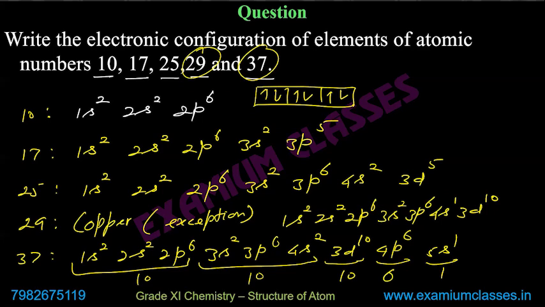Is the concept clear that you have to simply count the number of electrons? You need to write as per the above principle and you will stop when you finish the number of electrons. There are a few exceptions you have to keep in mind.